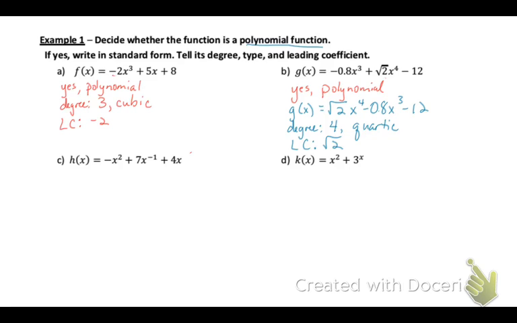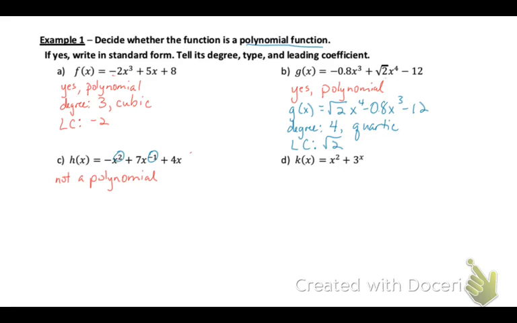Now, C, let's start again with those exponents. Right away, we see negative 1. Negative 1 is not a whole number, so this is not a polynomial, and we just are not going to work with it in this unit. It's an equation, just not a polynomial.